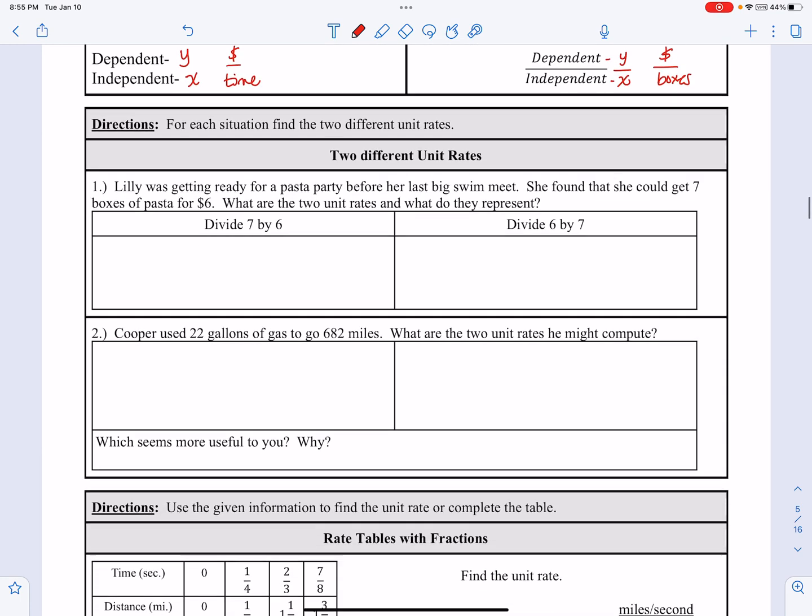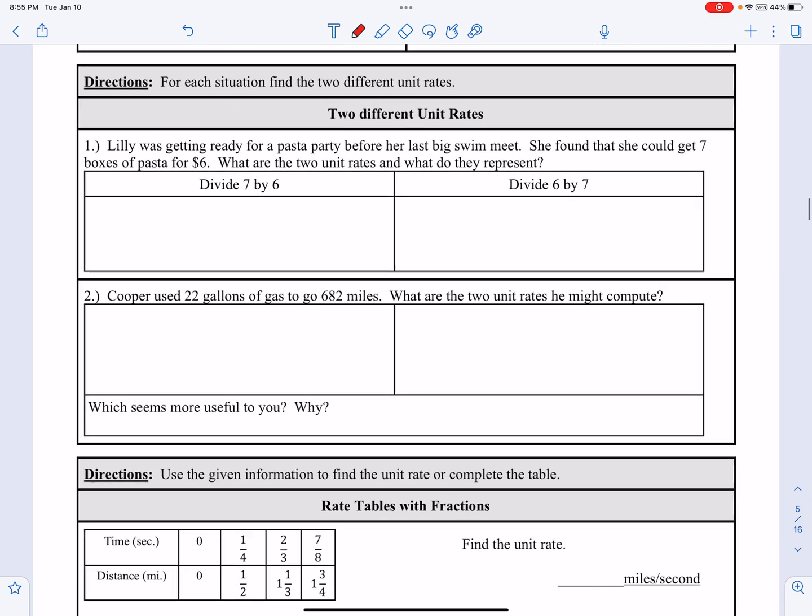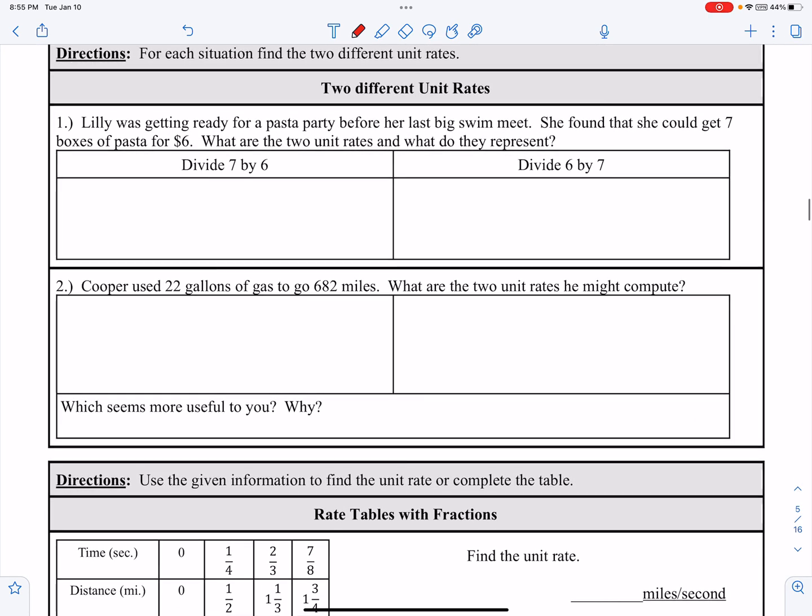All right, so let's go ahead and take a look. When you're dealing with contextual situations, meaning things that tell a story or are situational, there is a better unit rate for you to make. Okay, and so just getting practice understanding what unit rate makes more sense is really our goal today. So let's take a look at this. We have Lily was getting ready for a pasta party. She found that she could get 7 boxes of pasta for $6.